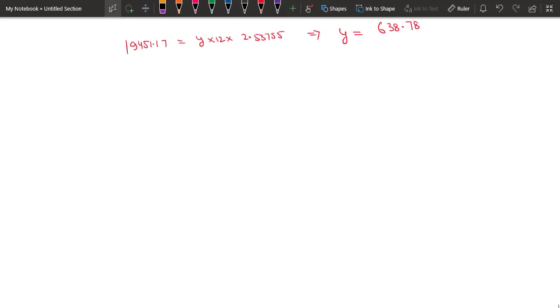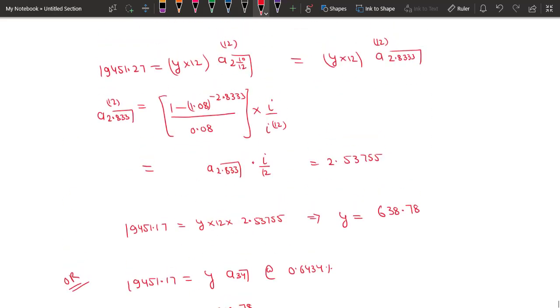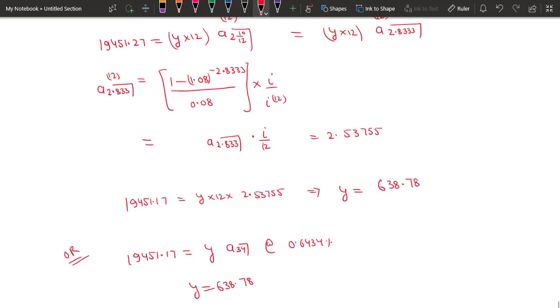There is one more way to calculate this. We can also use the equation like this: y A34 simply with interest rate of 0.6434%. This is our method 2. So in this method we have directly calculated the monthly payments, and still there are 34 payments, so we can use that, and our y will equal 638.78. And in the first method, what we did was use 2.833, the remaining number of years, and still the payments were 12, so we can also do that.